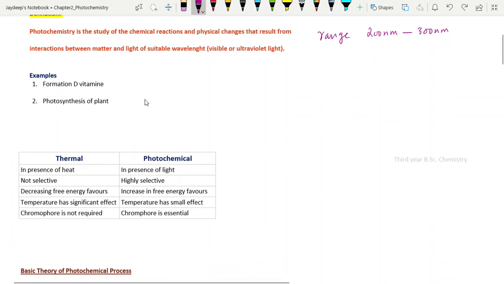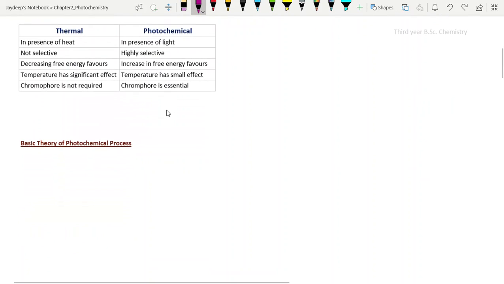So there are a few examples in nature which show photochemical changes, photochemical reactions. The first one is the formation of vitamin D in the human body, and the second one is the photosynthesis of plants, which converts the carbon dioxide into food, carbohydrates like that. So let us understand the basic difference between the thermal and photochemical reaction.